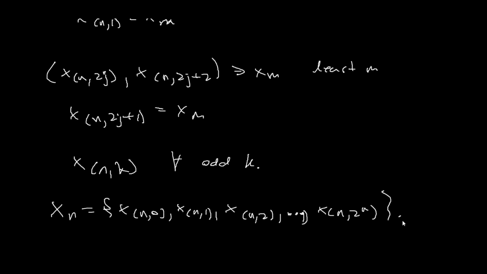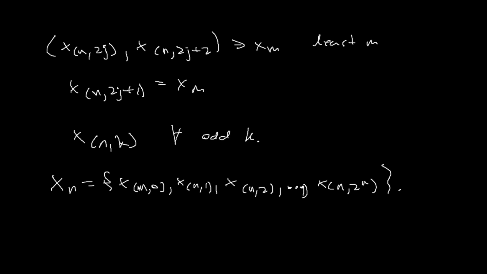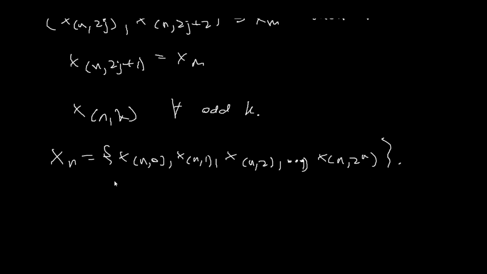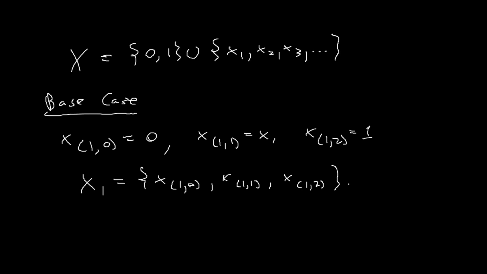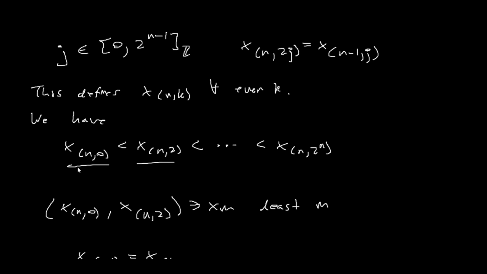Now, in order to complete the inductive step, we need to show that this set X_n satisfies the three properties we had here, 1, 2, and 3, so that the next step can be picked off and you can continue repeating this indefinitely. So we need to show that the new set X_n satisfies the three properties 1, 2, and 3. Also, note that in the base case, X_1 already satisfies properties 1, 2, and 3, so that's taken care of. That's also important to note. Great.